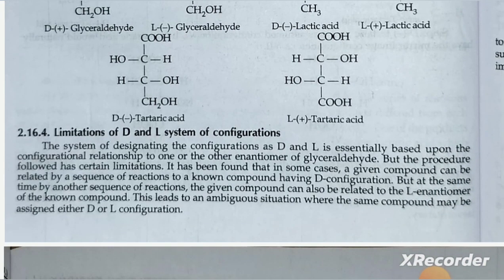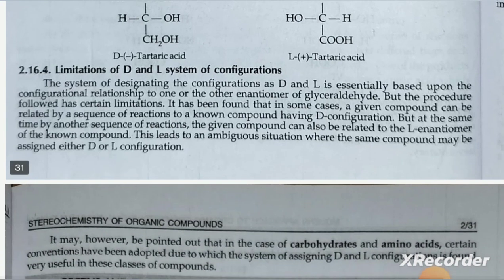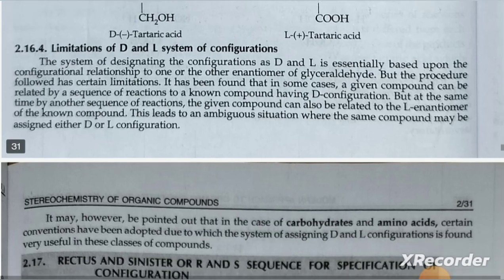Fourth is the limitation of the D and L system of configuration. The system of designating the configuration as D and L is essentially based upon the configurational relationship to one or the other enantiomer of glyceraldehyde. But the procedure followed has certain limitations. It has been found that in some cases a given compound can be related by a sequence of reactions to a known compound having D configuration, but at the same time by another sequence of reactions the given compound can also be related to the L enantiomer of the known compound. This leads to an ambiguous situation where the same compound may be assigned either D or L configuration.